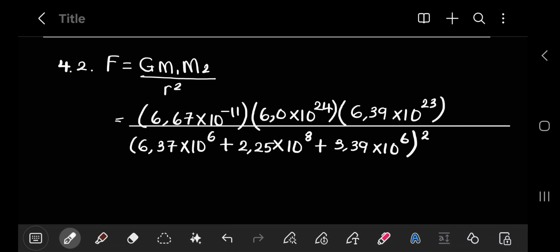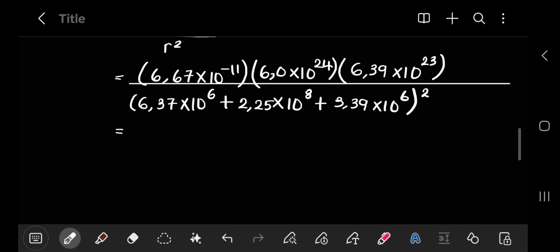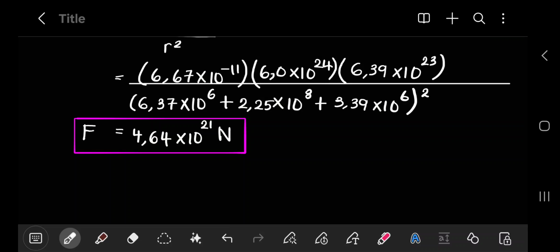Don't forget to square. Because it is a lot to put onto your calculator, make sure that you are double checking the values as you put them in to avoid wasting time if you have to recalculate. Once you plug this into your calculator, you should get 4.64 times 10 to the power 21 newtons. So that is the force that the Earth exerts on Mars.